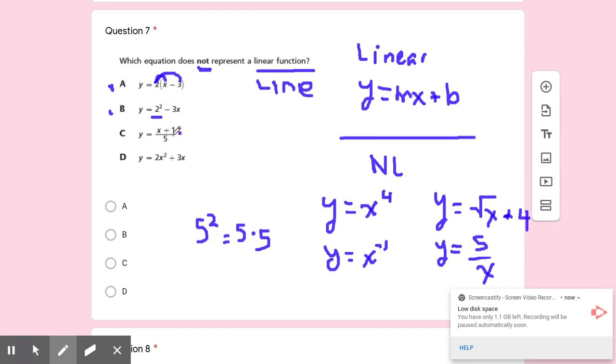And then take a look at the other ones and give an idea if they are linear or nonlinear, and see if this helps you out to answer the question.